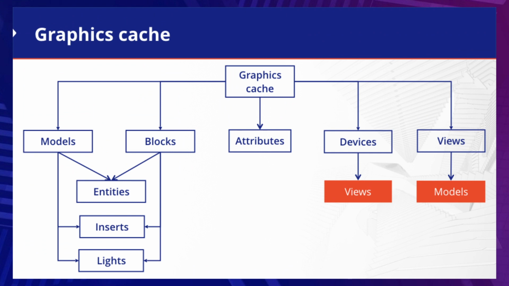This API allows manipulating the internal graphics cache. The structure of this cache is very similar to the typical structure of a computer-aided design database. This cache contains a few types of objects. First of all, models and blocks. These objects are geometry containers.